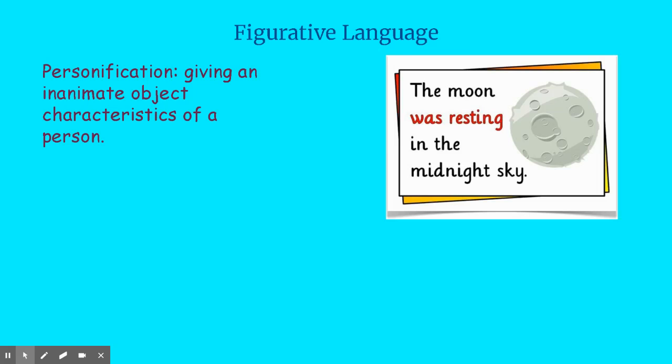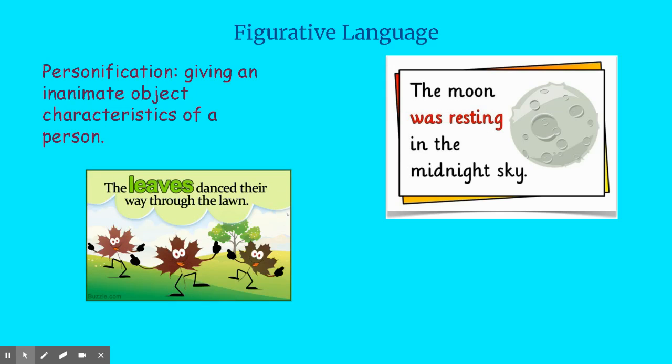The moon was resting in the midnight sky. So the moon would be our inanimate object, and the moon doesn't actually need to rest. It's just a very pretty way of basically saying it's sitting in the sky. The other one is the leaves dancing their way through the lawn. So what I know is they're just telling me the leaves are blowing in the wind, but it sounds so much prettier and it creates this mental image when we think of them dancing through the lawn.